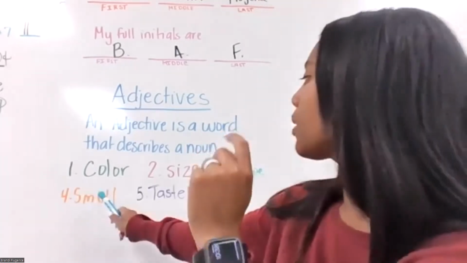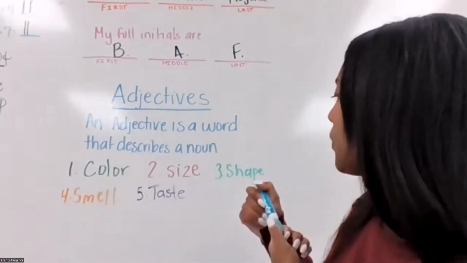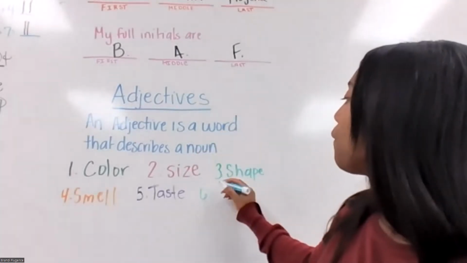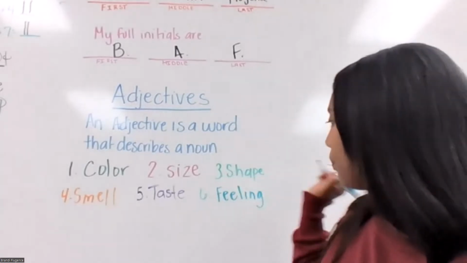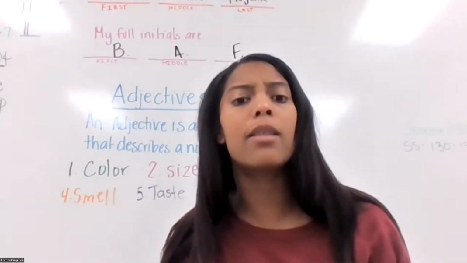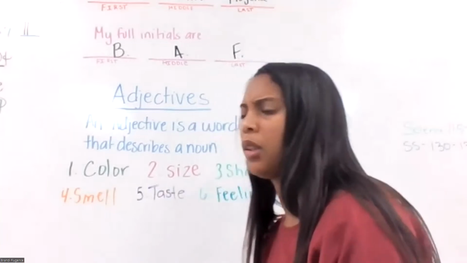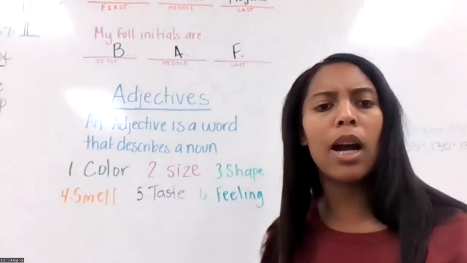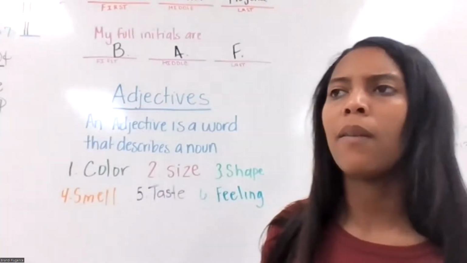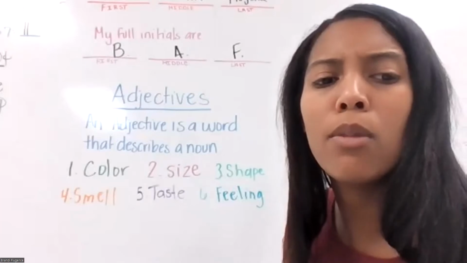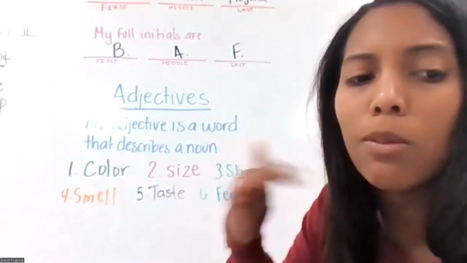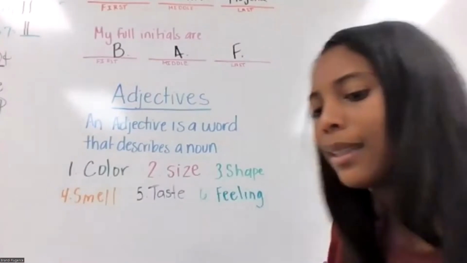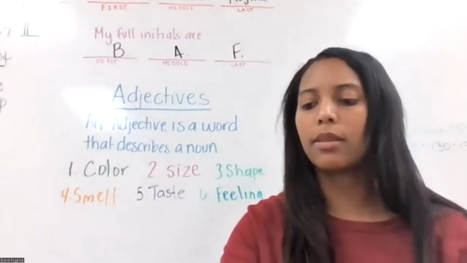All right, so we have smell, taste. Anytime I give how it feels, feeling. If I would say smooth, rough, these are all adjectives to describe how something feels. If I would say the street was smooth, smooth is the adjective describing how the street was. It was smooth to ride on. It's not bumpy.